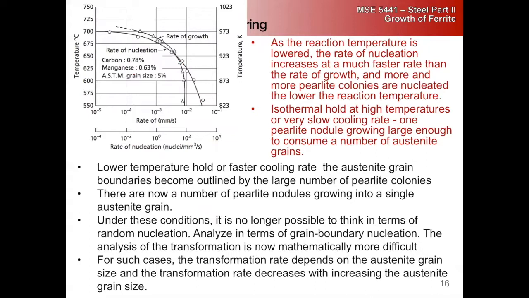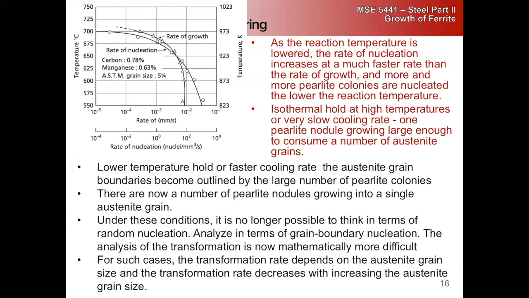So as the temperature is lowered, the rate of nucleation is going to increase much faster than the rate of growth, right? So if we superpose those curves on top of each other, right? So, where was I? Oh yeah, so as the reaction temperature goes down, rate of nucleation increases faster than the rate of growth, so that means we have a lot more colonies that will form, right?